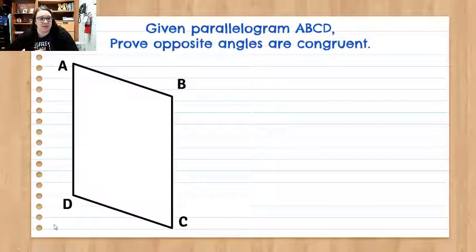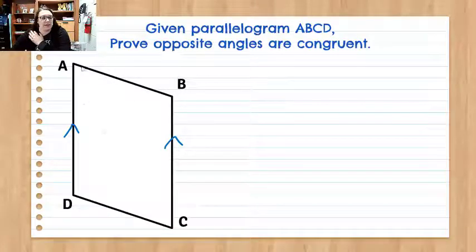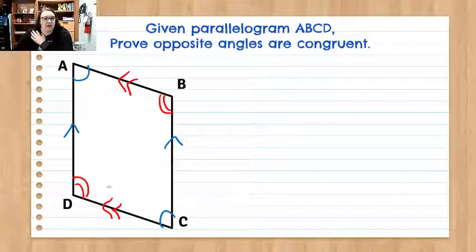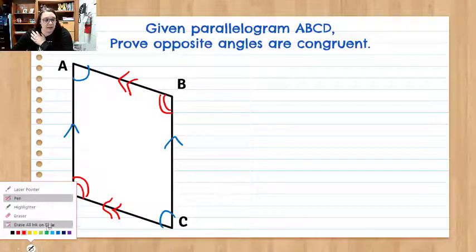All right, let's see. Since it's a parallelogram, I know that opposite sides are parallel, so I could use that. If I consider these 2 sides, then I can tell that their opposite angles are congruent because they're alternate interior angles. That'll be my first couple steps. And then I can do the same thing with the other sides, which would tell me that these sets of angles are also congruent. So that's kind of my mindset.